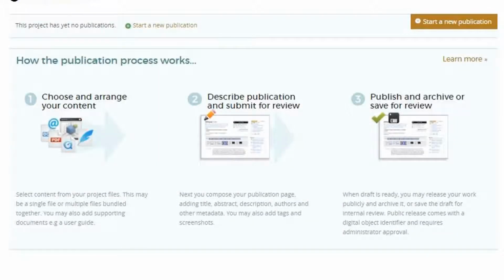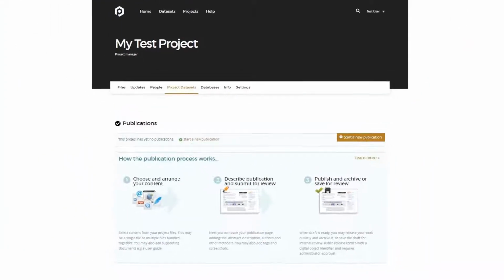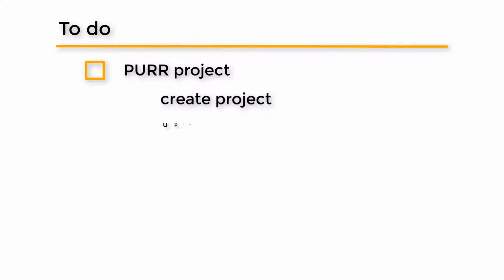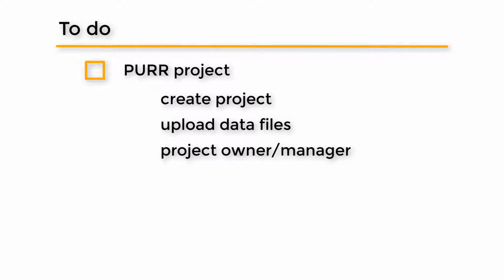Before you're ready to publish data, there are two areas of prep work you need to have completed first. One, you have to have a PURR project. As we go through this publication tutorial, I'm going to assume that you already have logged into PURR, have created a project, have uploaded files to your project, and that you're either a Purdue user or a Purdue user has invited you to their project as a project manager who has permissions to create publications. If you need help with any of these steps, check out our help materials for guides and tutorials.